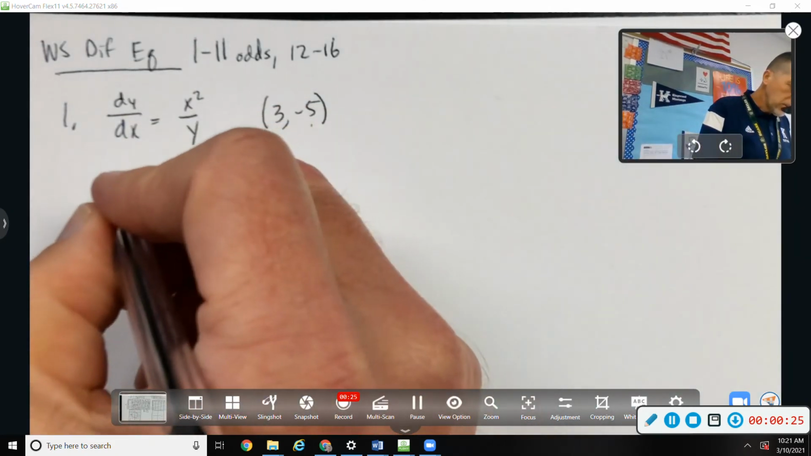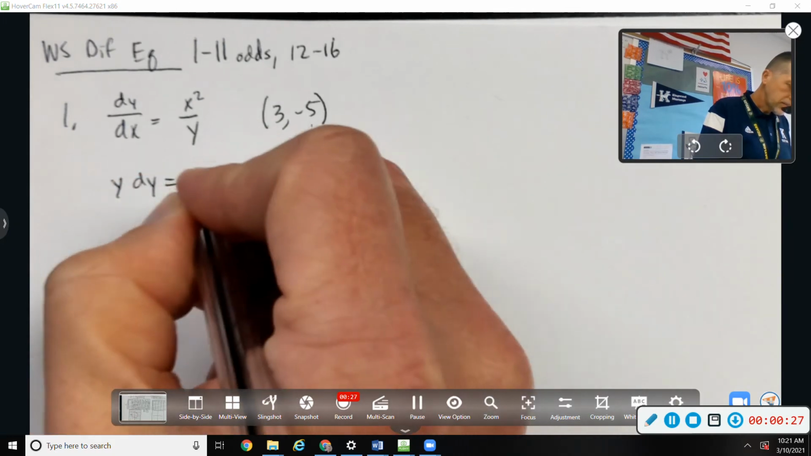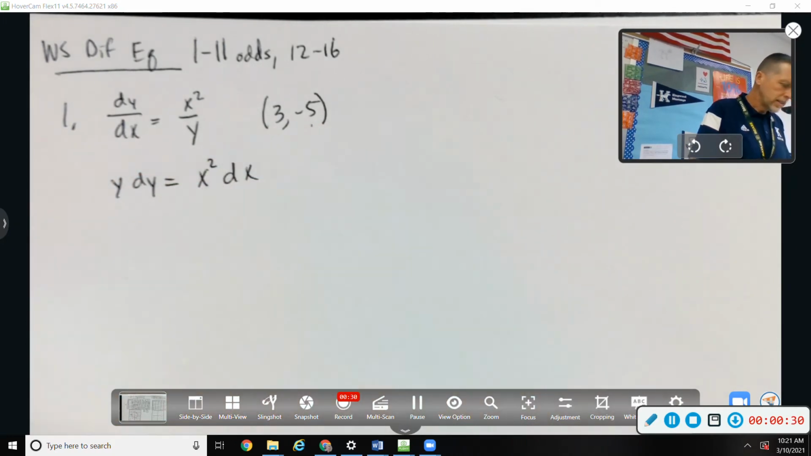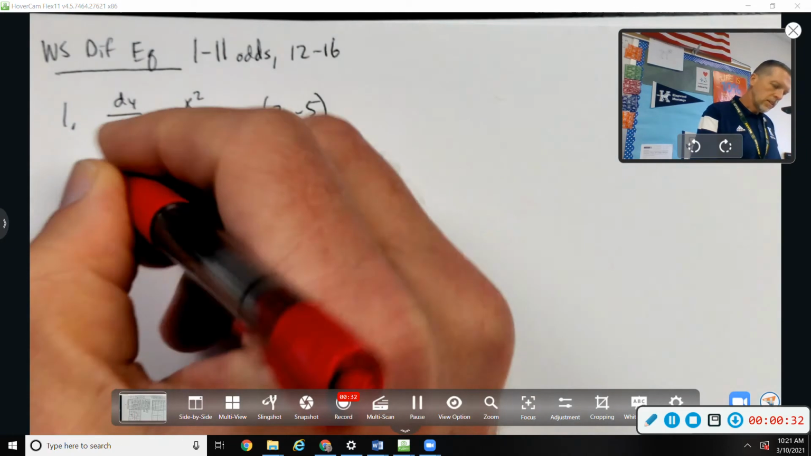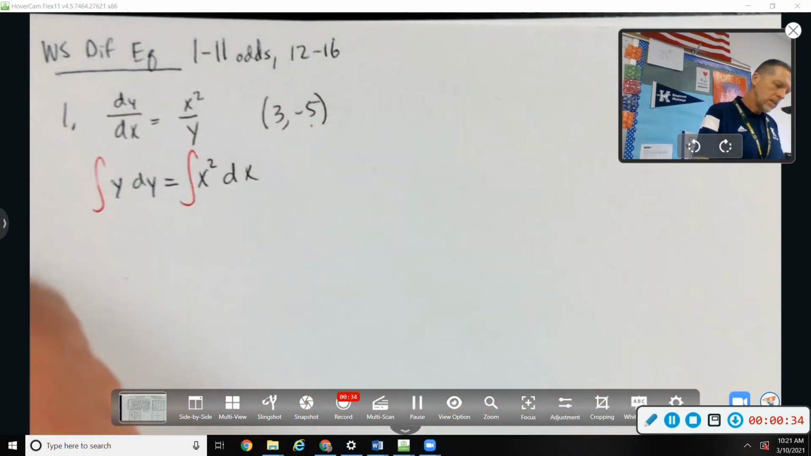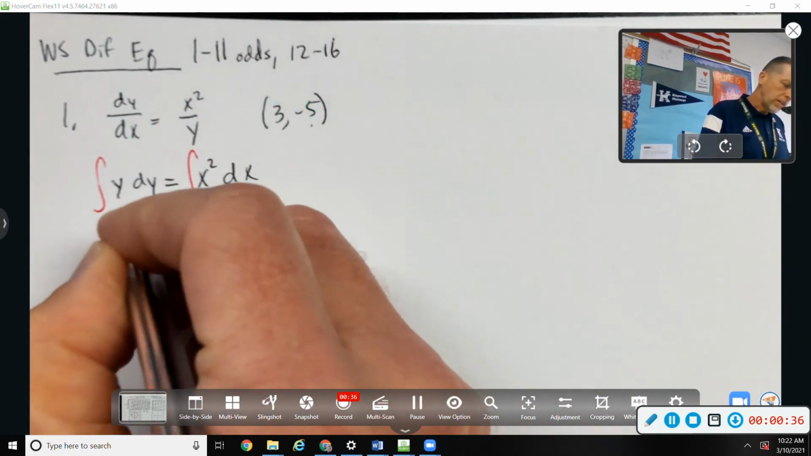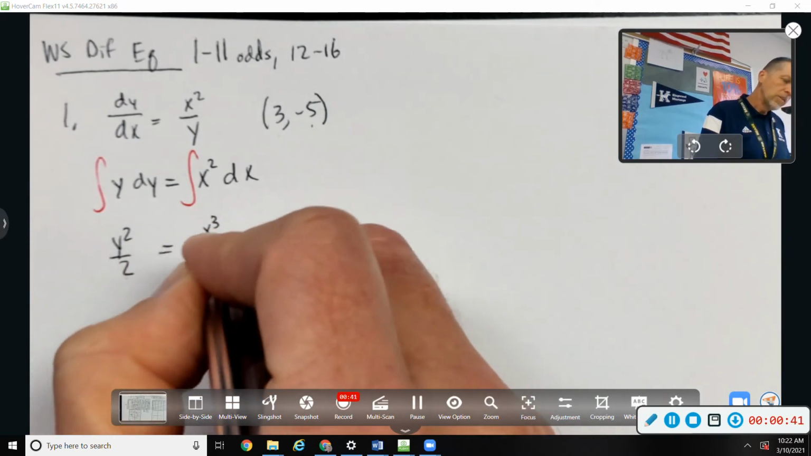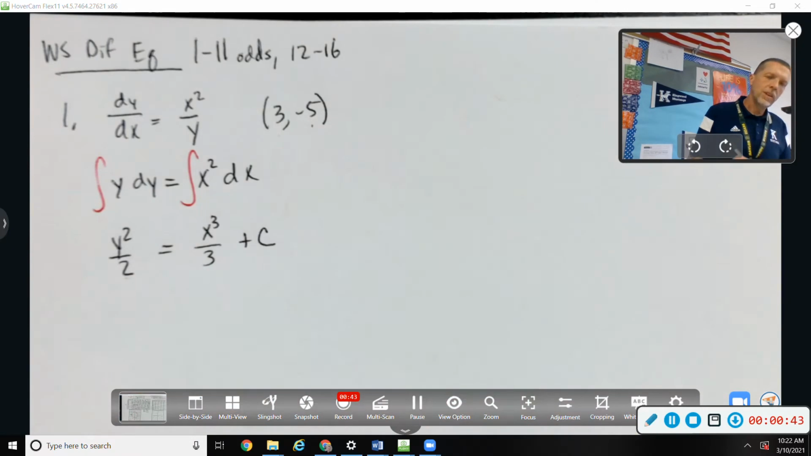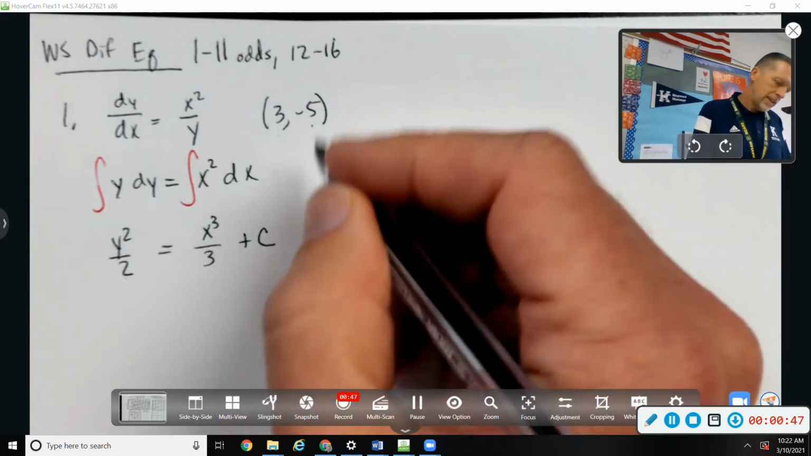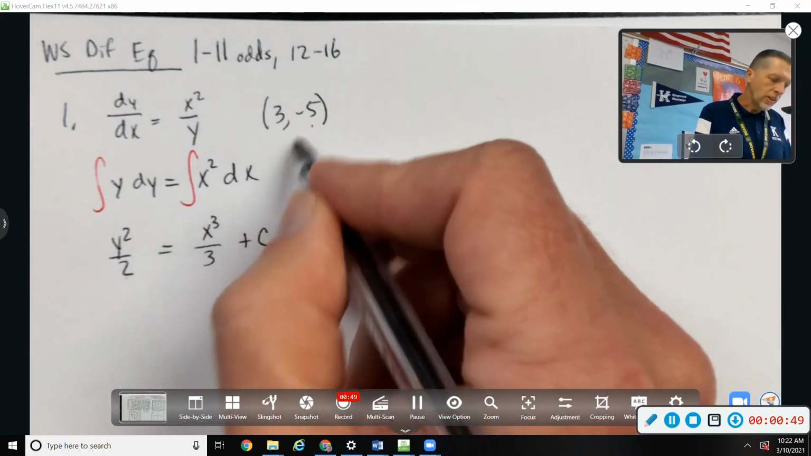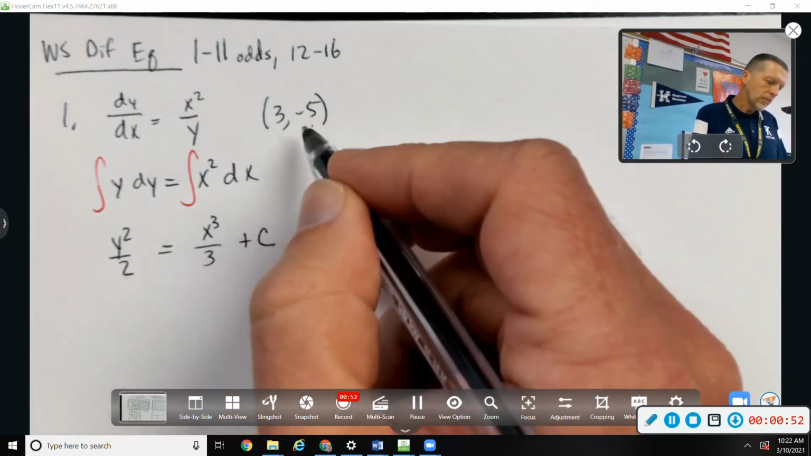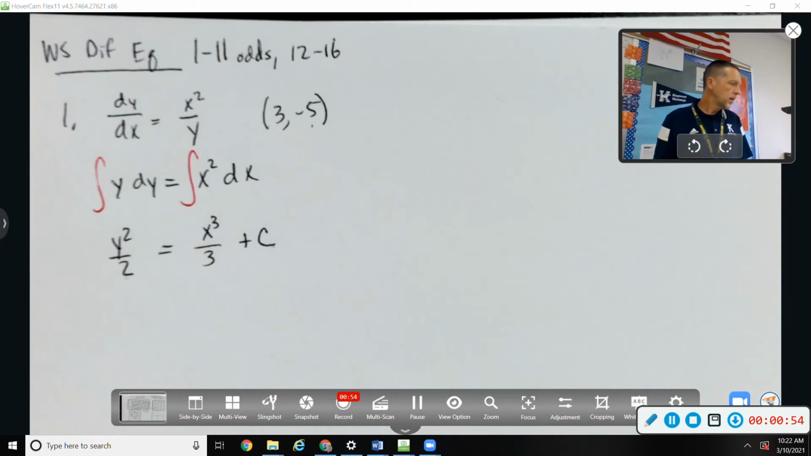Separate the variables, so move the y over, move the dx over. Integrate both sides. So y squared over 2 equals x cubed over 3 plus c. And this is where, do I want to solve for c now? Do I want to do some algebra first? I guess I'll do some algebra first.